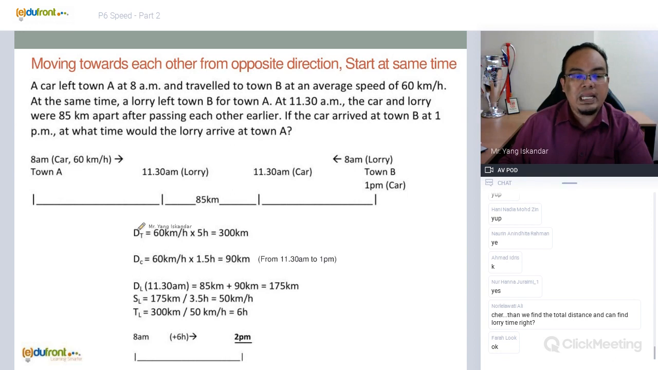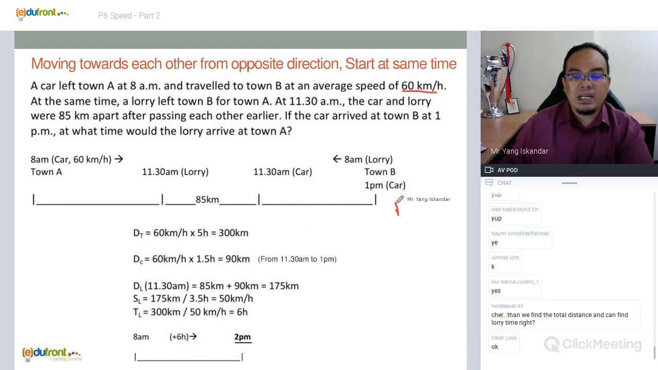Okay, so we know the speed of the car is given to you, which is 60 kilometers per hour, and the car took 5 hours to travel from town A to town B. How do we know? Because 8 a.m. to 1 p.m. is 5 hours, right? So the speed is 60 kilometers per hour and the time is 5 hours.